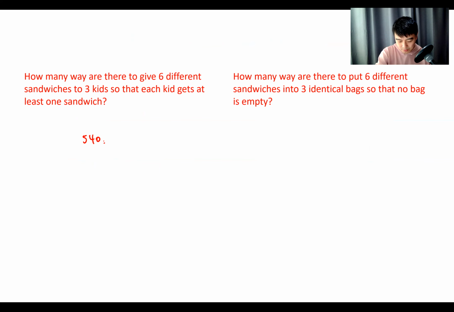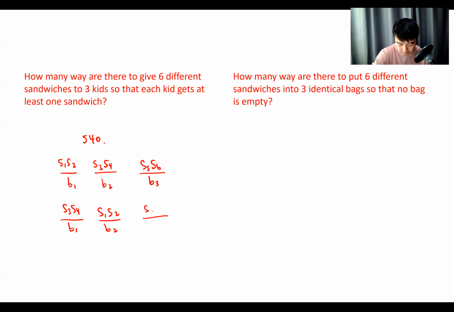So let's take one scenario. One scenario is that we have B1 with sandwich 1 and sandwich 2, and then we have sandwich 3 and sandwich 4 given to B2, and then we had sandwich 5 and sandwich 6 given to B3. So let's say this is one of the scenarios. Along the lines of these distributions, there's actually six ways that we can rearrange this. Now, what I mean by this is that I could just as easily have given S3 and S4 to B1, and then S1 and S2 to B2, and then S5 and S6 to B3.